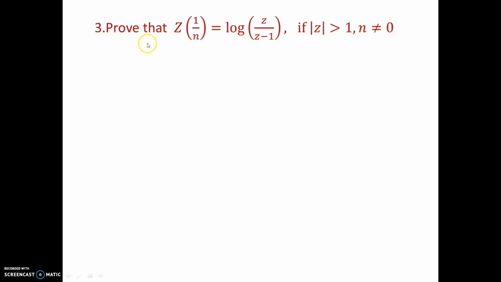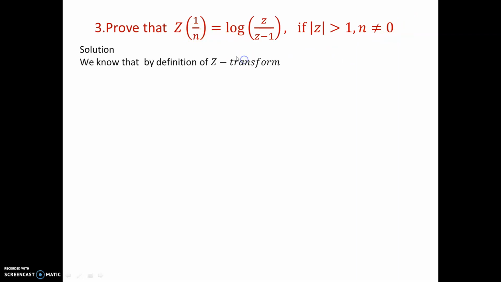Next we see another problem. Prove that Z transform of 1 by n equal to log of z by z minus 1, if modulus of z greater than 1. The condition is n is not equal to 0. In case n equal to 0, we get Z transform of 1 by 0, which is infinity. Therefore, the condition is n is not equal to 0.